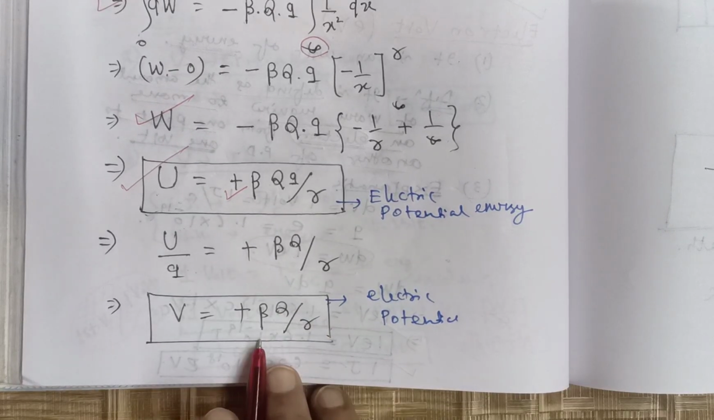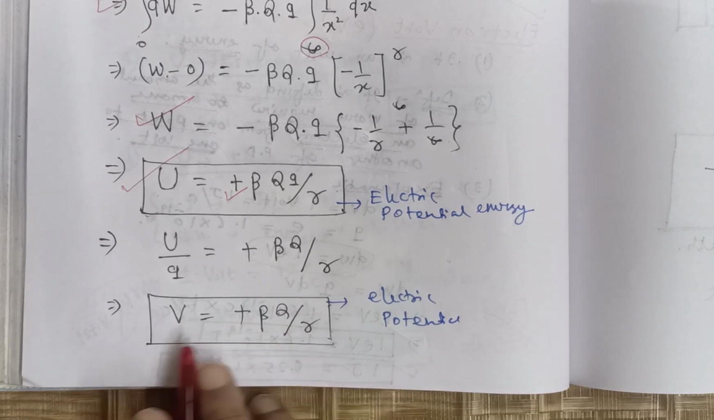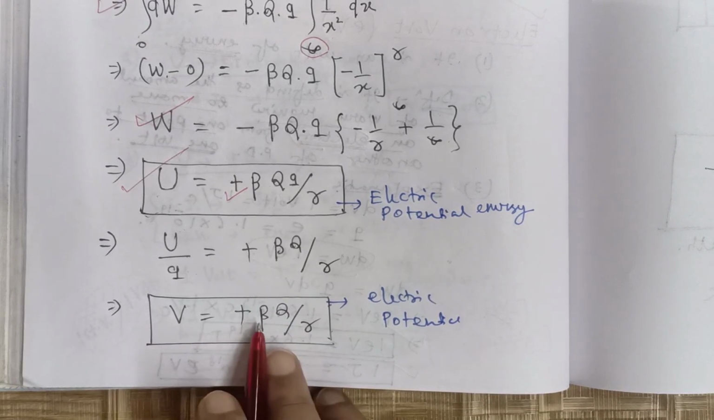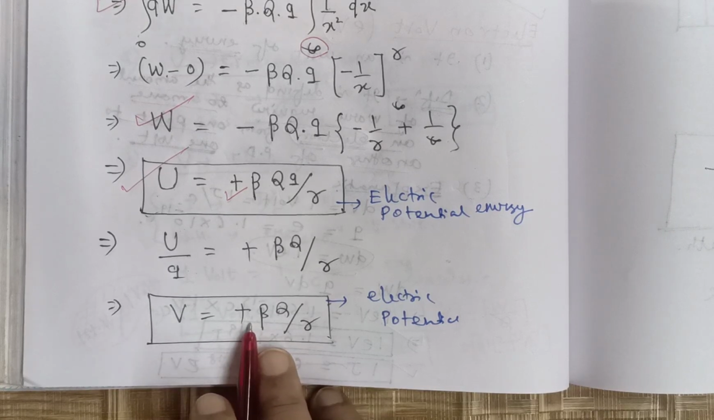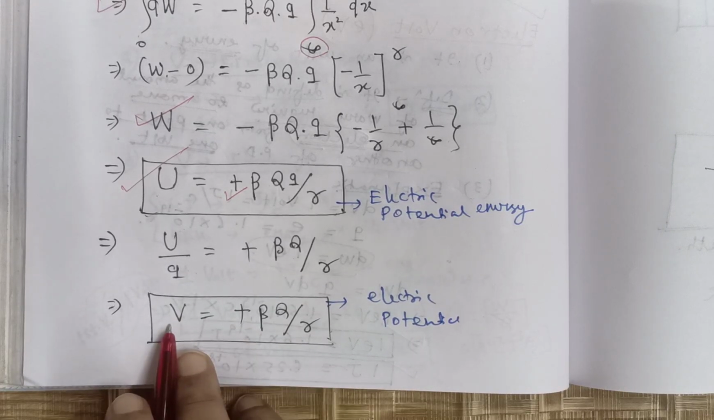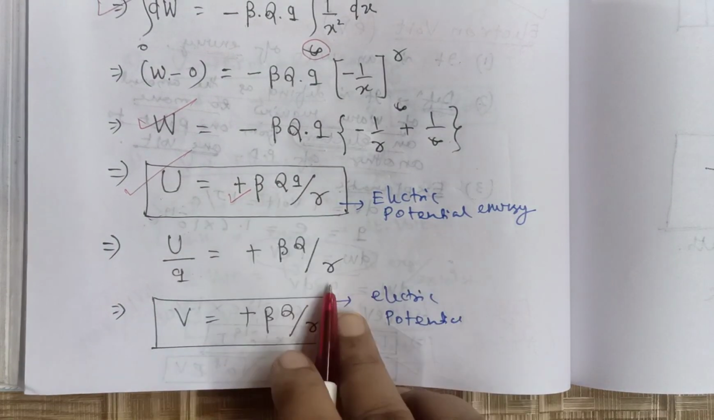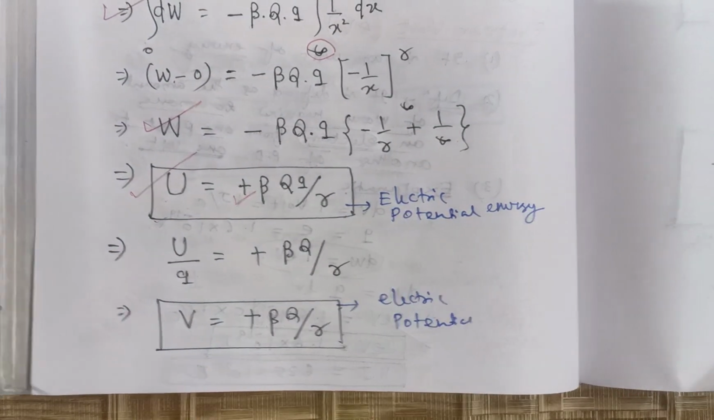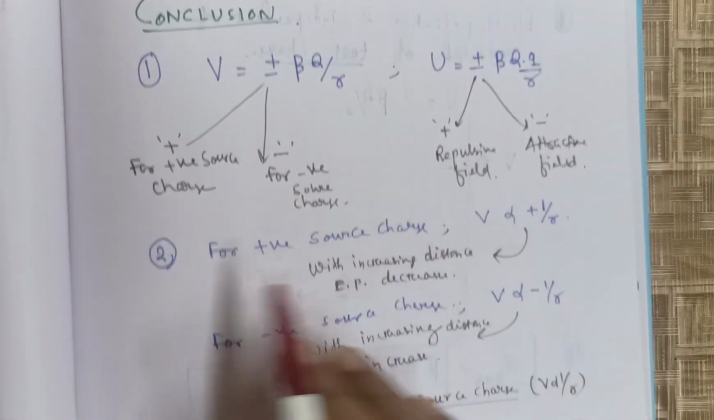Similarly, remember, for a positive source charge, the electric potential will have a plus sign. For a negative source charge, the electric potential will have a minus sign. This is very vital. While you are solving the problem, you should keep the plus sign and minus sign. For a positive source charge, the sign is plus. For a negative source charge, the sign will be minus. This part we will discuss in the conclusion part.